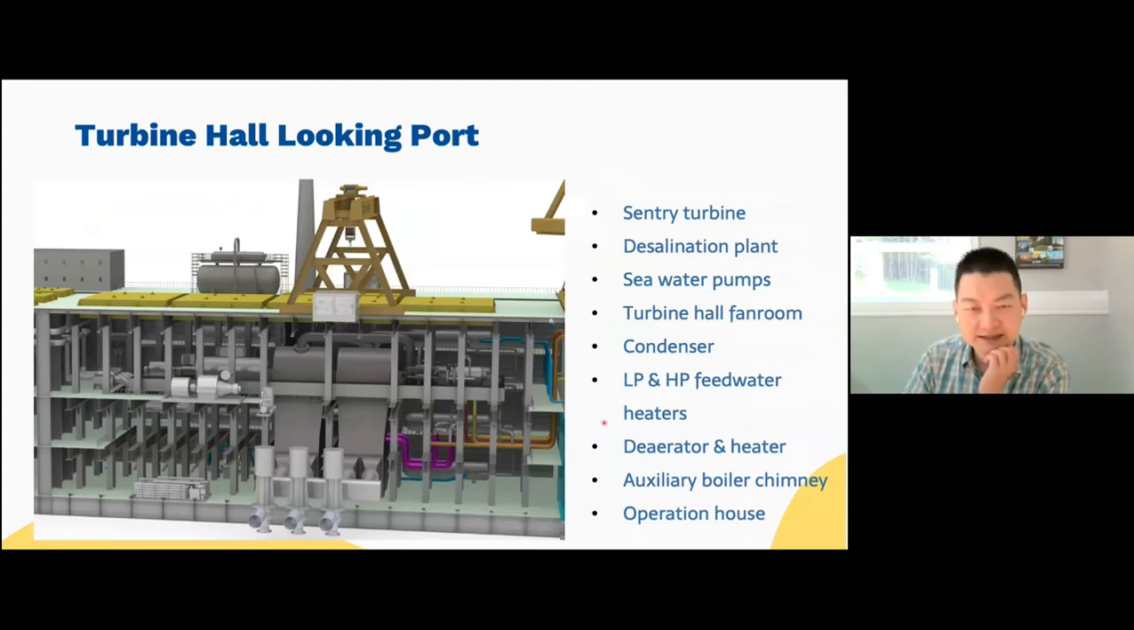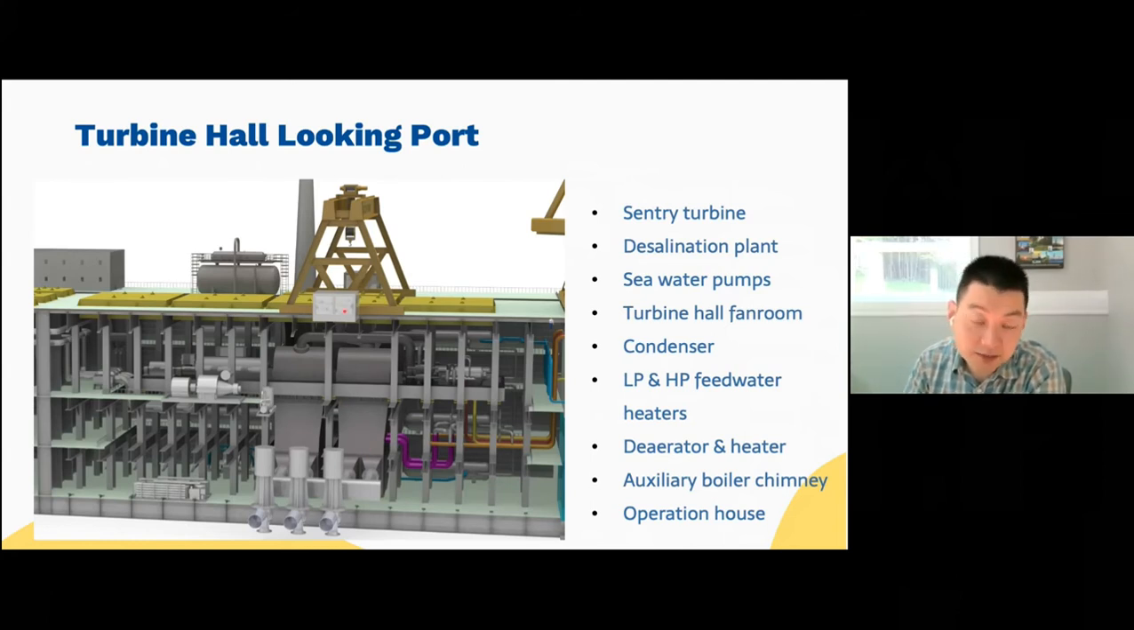This is the other side. We call it the looking port. Okay. So here's the century turbine right here. There's a desalination plant right here, basically providing fresh water to the power plant. Then you have seawater pumps, 3 seawater pumps, to pump seawater into the condenser to take away the heat from the steam. So basically the seawater is the ultimate heat sink.